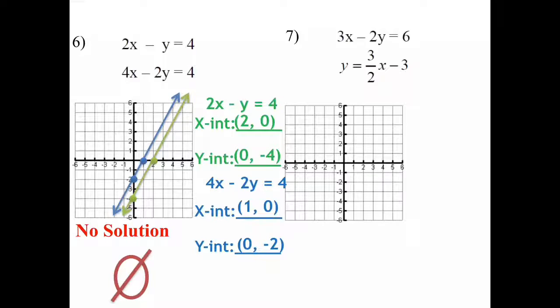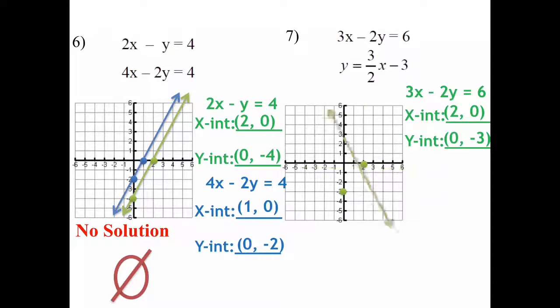Now for number 7, we have it in standard form again. What is the x and y intercept for this equation? All right, for this one we have (2, 0) and (0, -3). Plot those points, and then this is what it looks like. Now the next one is in slope-intercept form. So what is the slope and the y-intercept? All right, the slope is 3 over 2, which tells you to go up 3 to the right 2. And then the y-intercept is (0, -3).